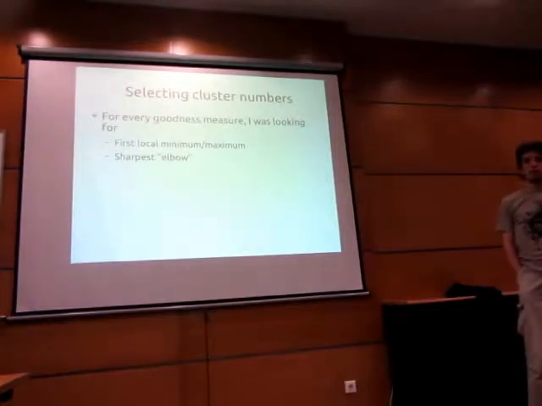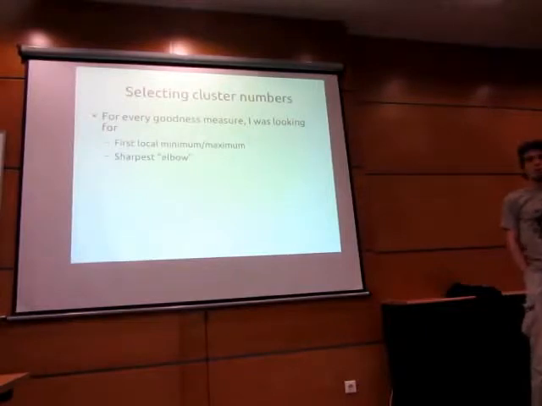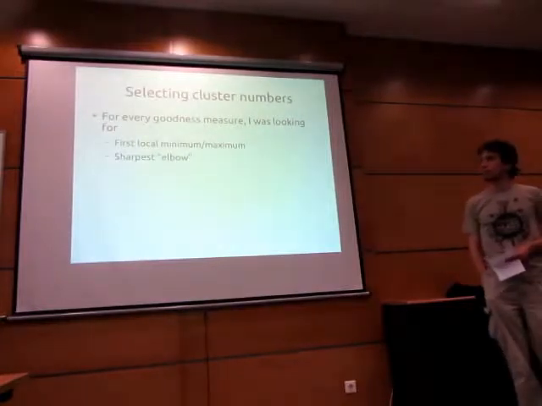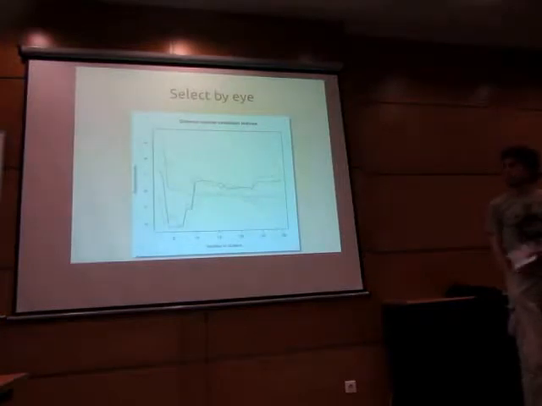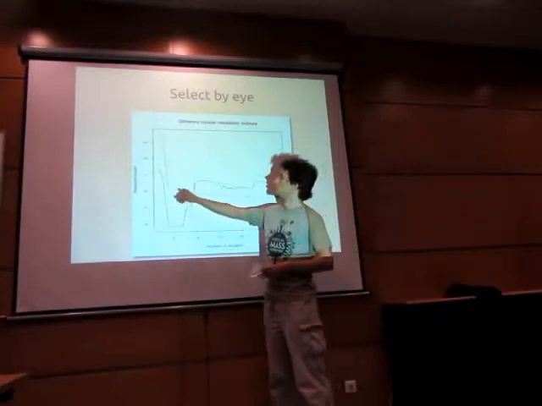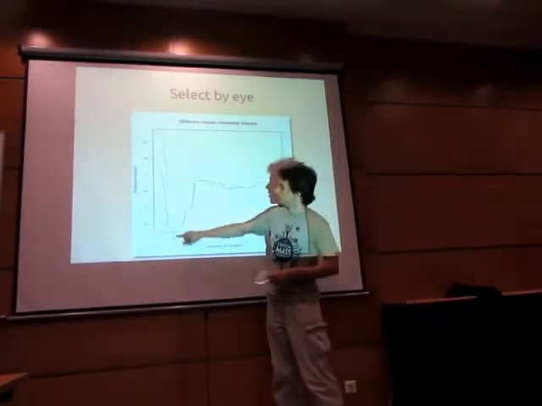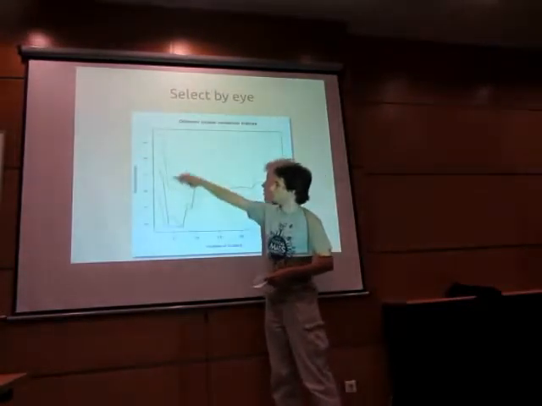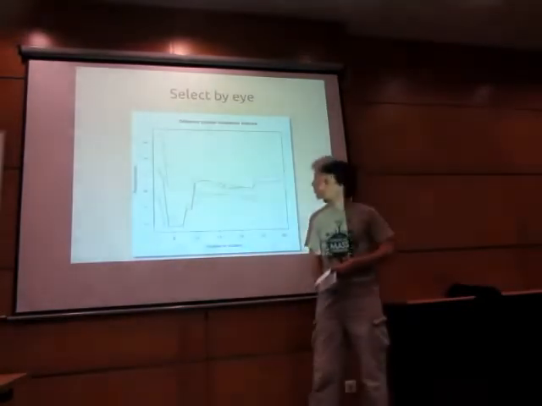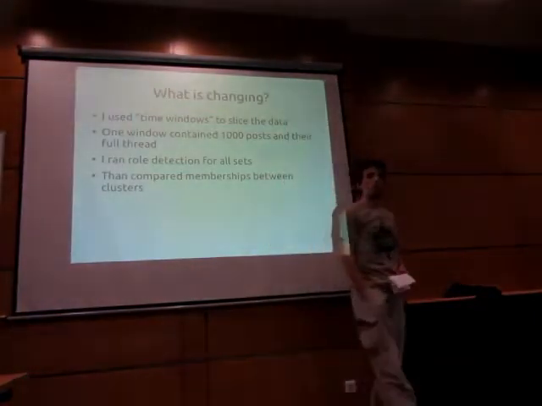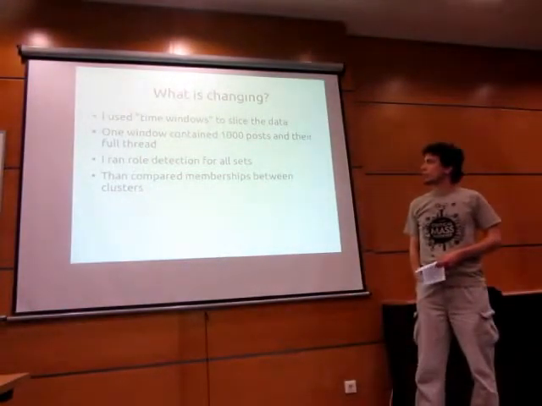First, I used several cluster goodness measures to find the ideal number of clusters. I searched for the first local maximum or minimum, and if there was no such thing, then I searched for the sharpest elbow, which can be seen, for example, here. You can see that there are several minima and maxima around this number of clusters, and each measure had one mode for the number of clusters.